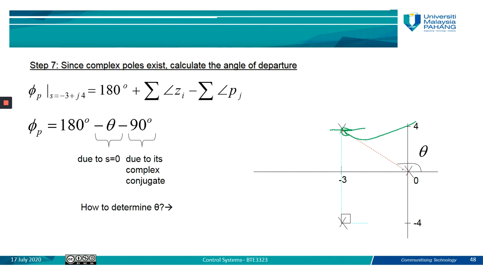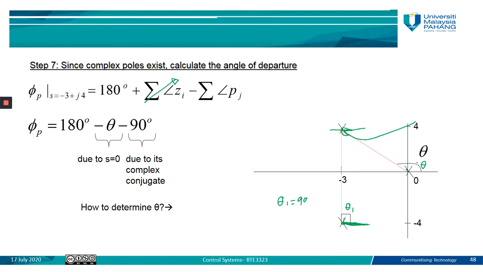So how to find it? We need to draw a line from the other poles to this pole. Then we apply this formula, which is 180 plus the summation of angles of zeros minus the summation of angles of poles. The summation of angles of zeros is 0 because we do not have any zeros here. All zeros are at infinity, so it is ignored. For the summation of angles of poles, if we say this is theta 1 and this is theta 2, the value of theta 1 is equal to 90 because this is perpendicular. So the angle of theta 1 with the horizontal axis is 90.